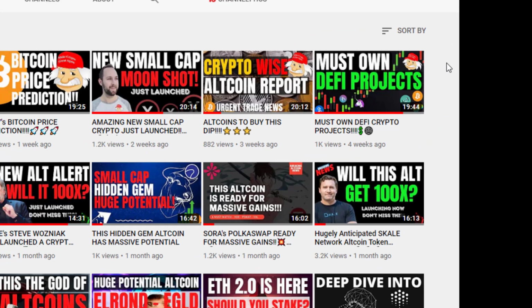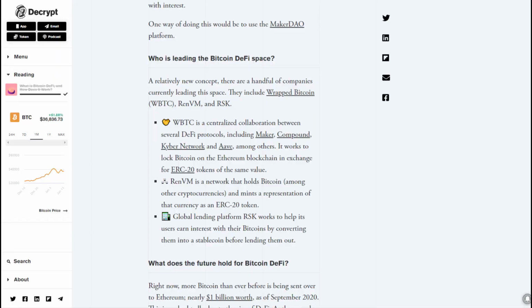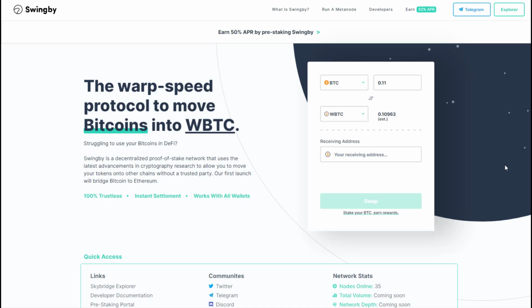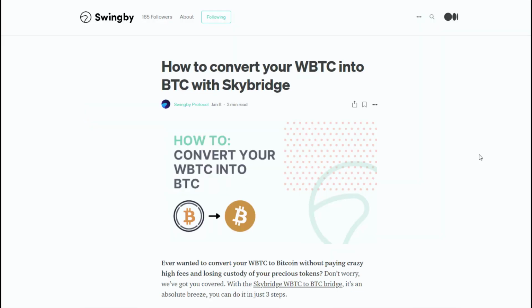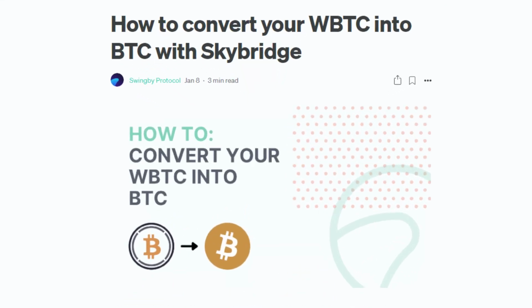So that is why we are going to be using the Swingby Bridge to convert some of our Bitcoin into wrapped Bitcoin so we can start using it in some of these really cool DeFi protocols. All right, so how are we going to do this? Well, thankfully, Swingby has published this really useful article. It's called How to Convert Your WBTC into BTC with Skybridge.